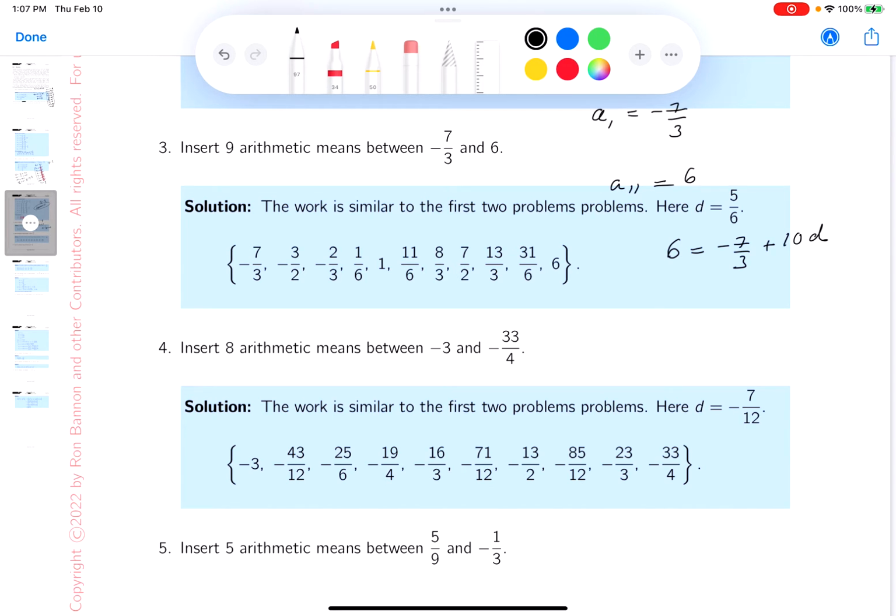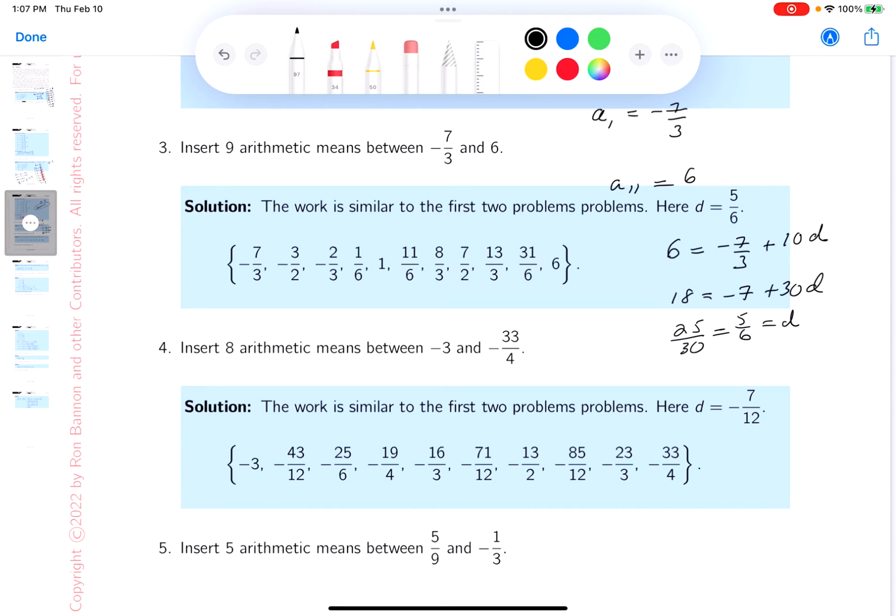I would multiply both sides by 3. You get 18. That would be minus 7 plus 30 D. I'd add 7 to both sides. You get 25, and then I divide by 30. And 25 divided by 30 is going to be 5/6. All right, that's what the D is.